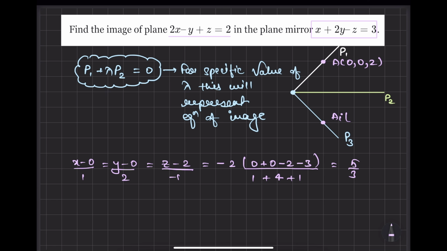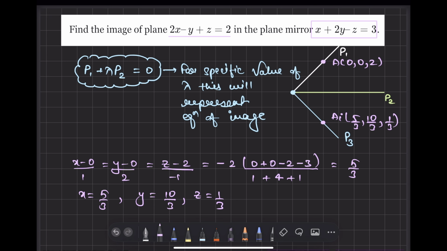So the x coordinate will become 5 by 3. The y coordinate will become 10 by 3. And the z coordinate will become 2 minus 5 by 3, so it will become 1 by 3. So you got your image: 5 by 3, 10 by 3 and 1 by 3. This is your image and this will help you find the value of lambda.